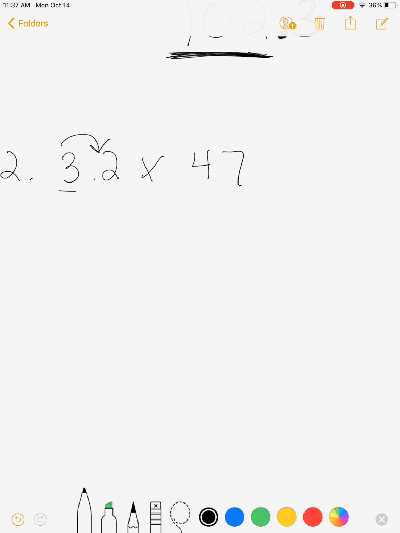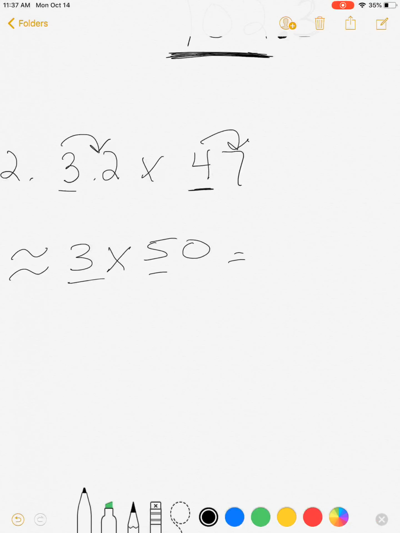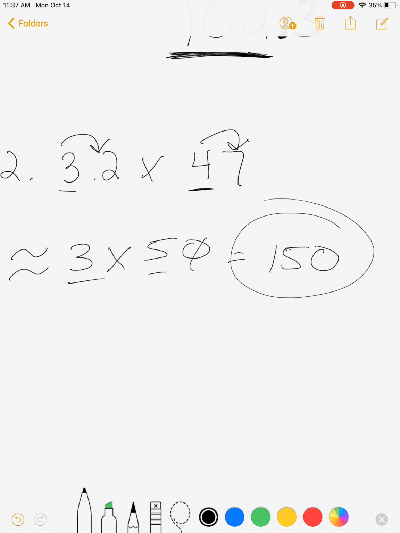Underline the ones place, look to the right. That is going to round to 3. Underline the tens, look to the right. 5 or more, raise the score. So that's going to round to 50. So 3 times 5 is 15. Bring over that 0, it's 150. That's what our product needs to be close to.